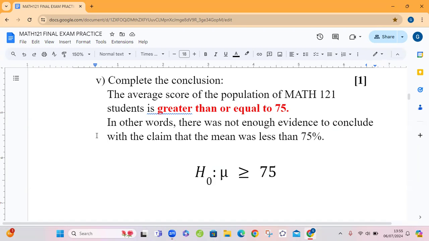So we have to conclude with the null hypothesis, which is saying that the mean is more than or equal to 75%.